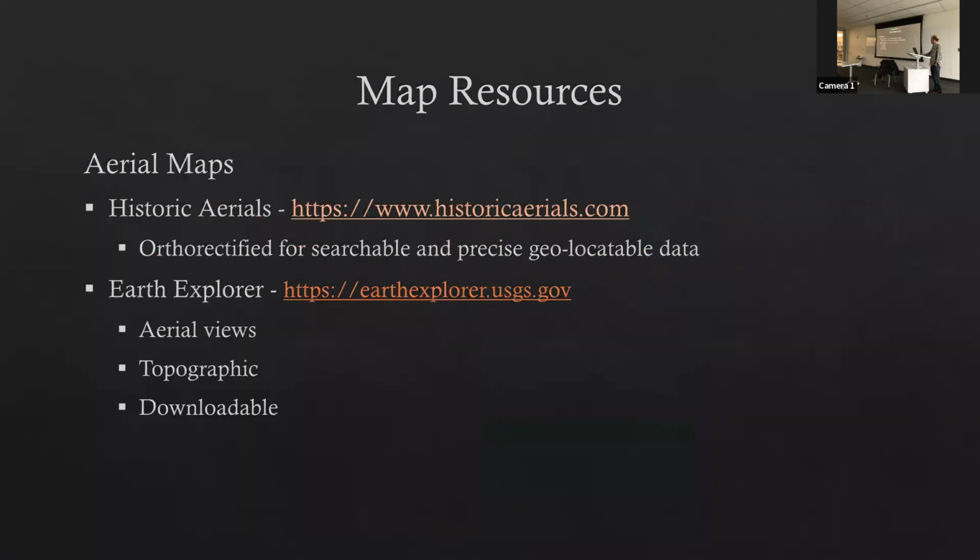All right. Aerial maps, you guys will dig this. So I use two places to get aerial maps. One is commercial, that's historic aerials. And what's cool about that is the maps are orthorectified, which means that you can look at these old aerial photos taken in 1948 or whatever, and then you can overlay roads and stuff like that from today. So you can figure out where things were. And you can also use another USGS product called Earth Explorer. So I'm going to show you historic aerial maps first.